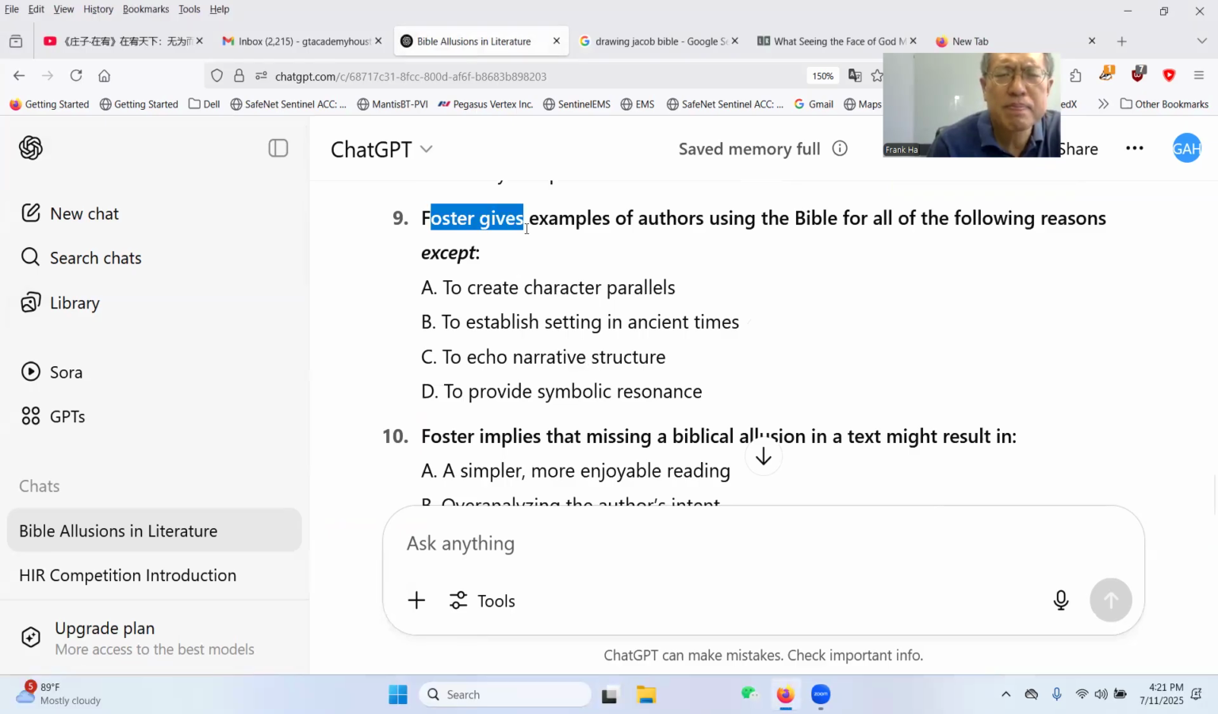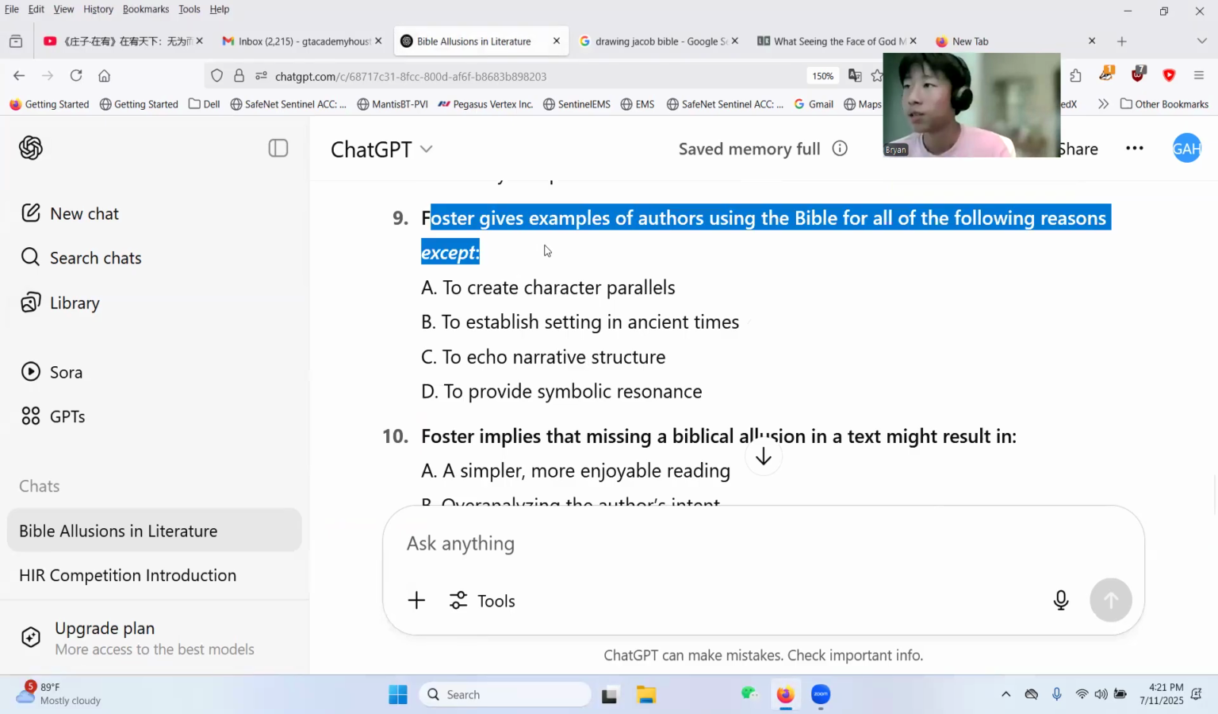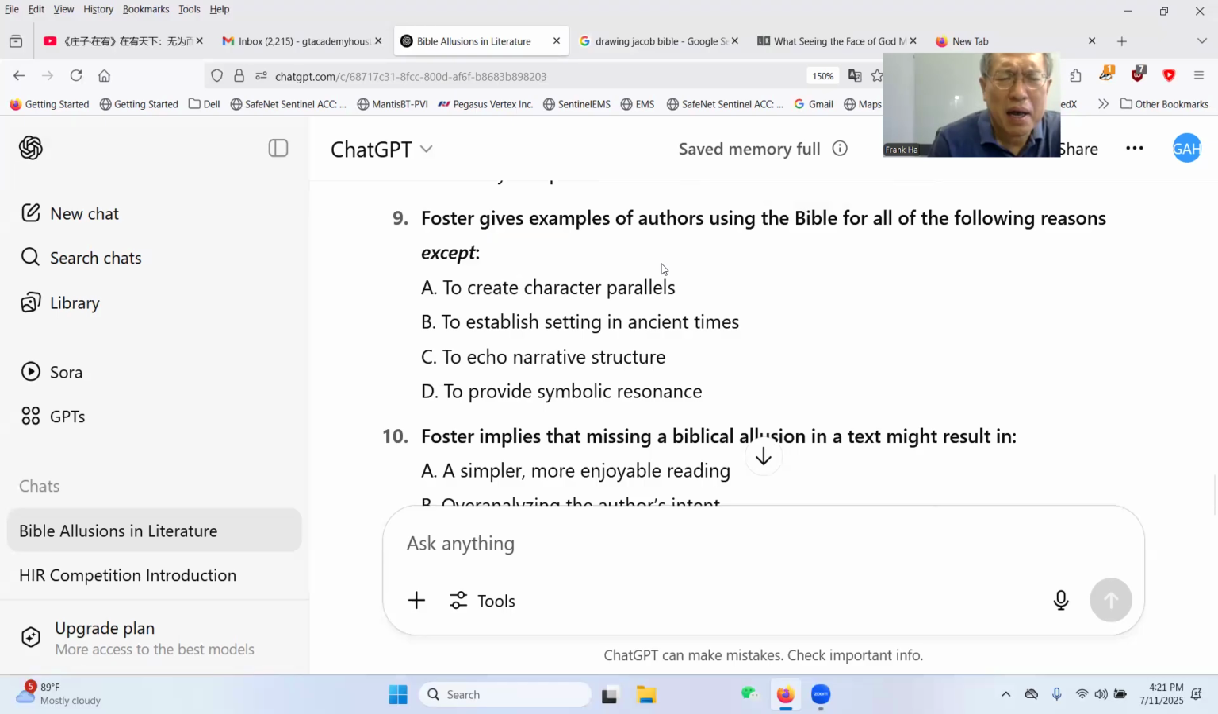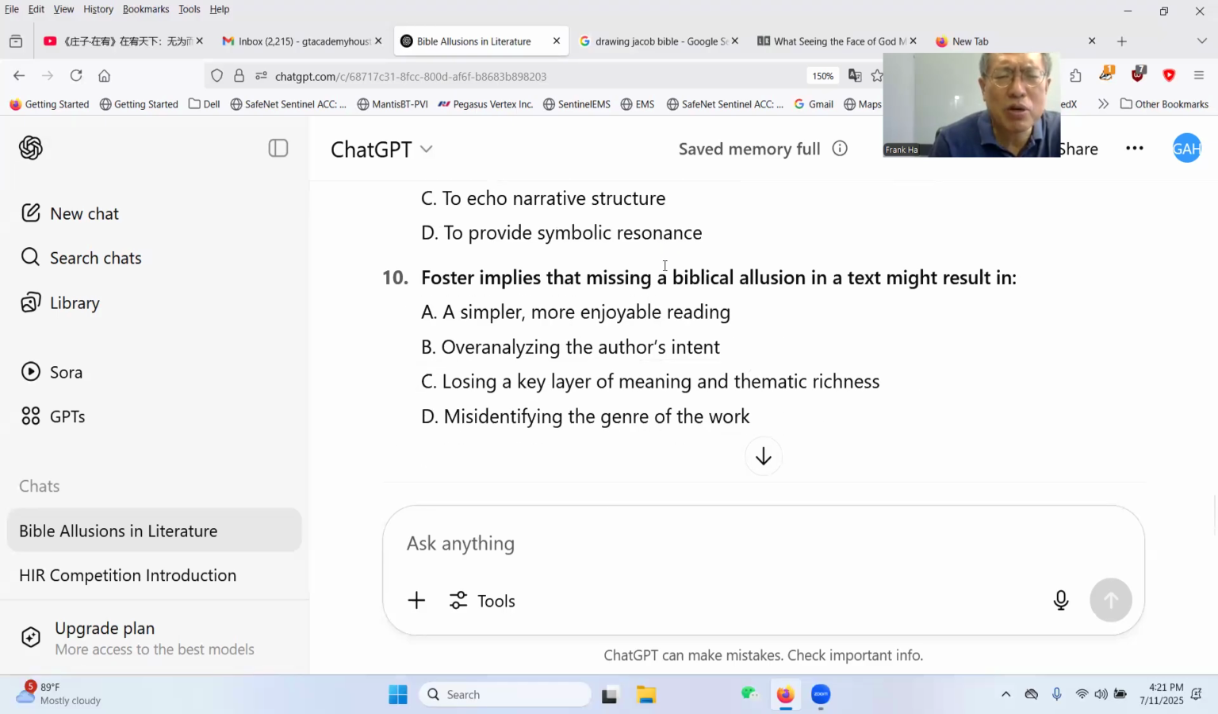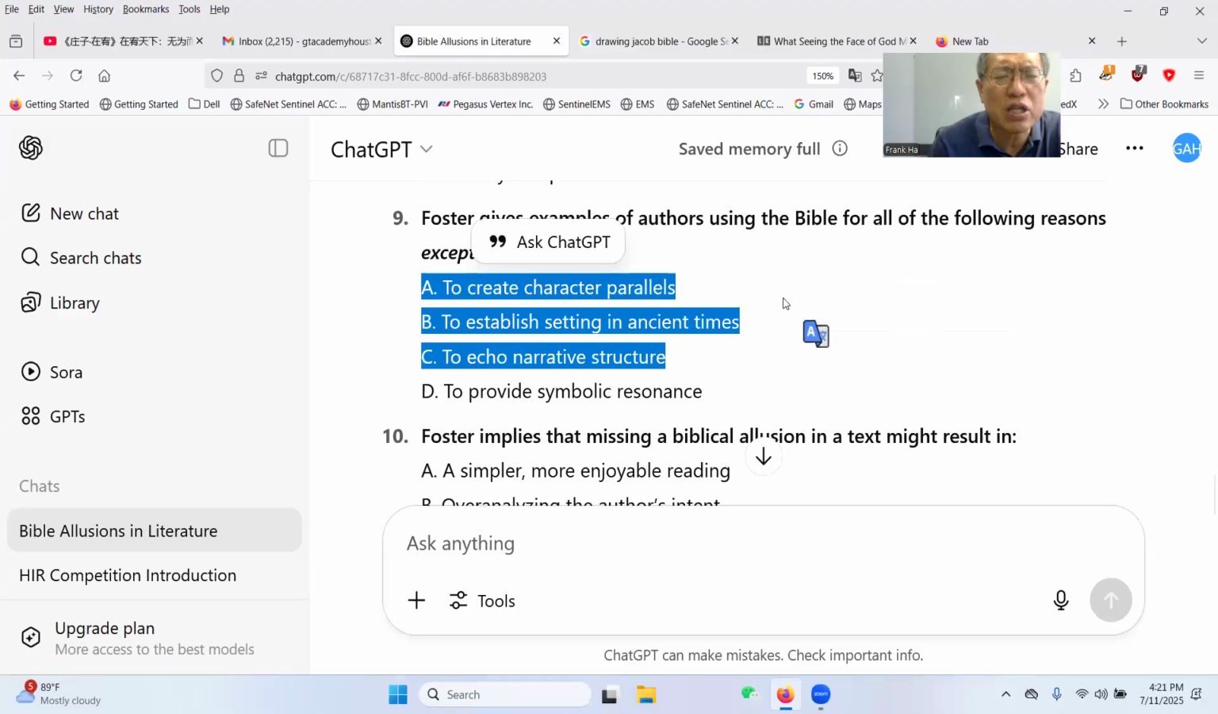Read. Foster gives examples of authors using the Bible for all the following reasons, except... This is so hard. I'm not going to say anything. Is it B? Yeah, 10. I don't know. Because it's a little weak.